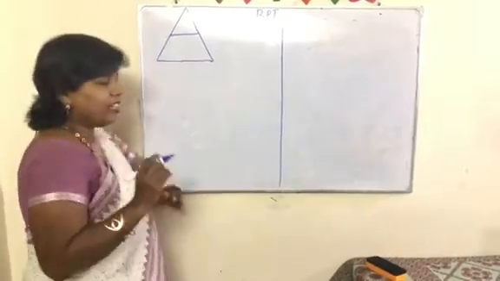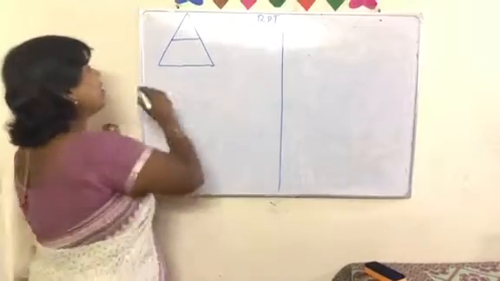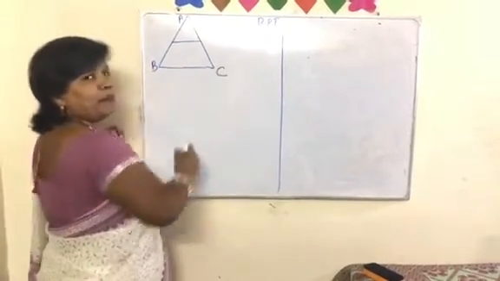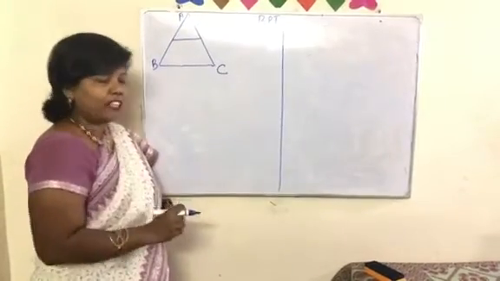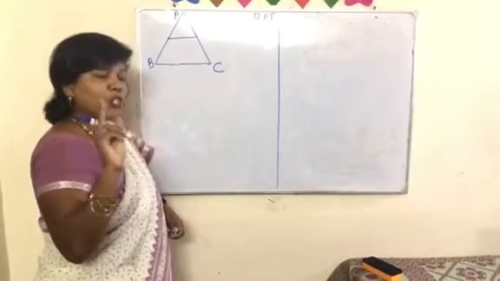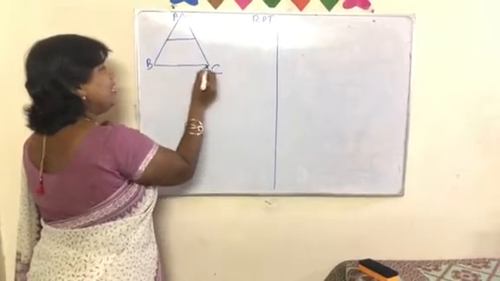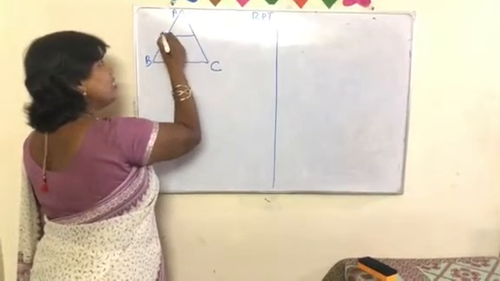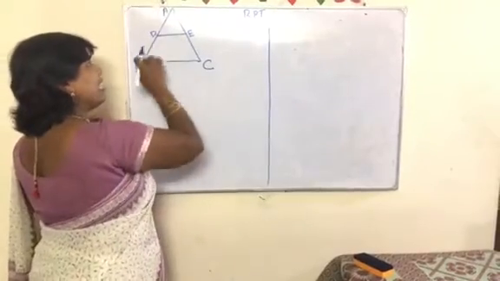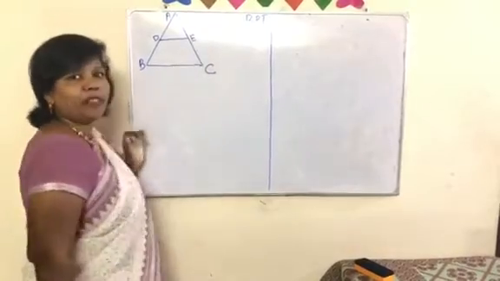The first thing, they are telling about the triangle. We are going to name it triangle ABC. After that, they are telling about a line drawn parallel to one side of the triangle. BC is parallel to DE, one side of the triangle. It intersects AB at D and AC at E.